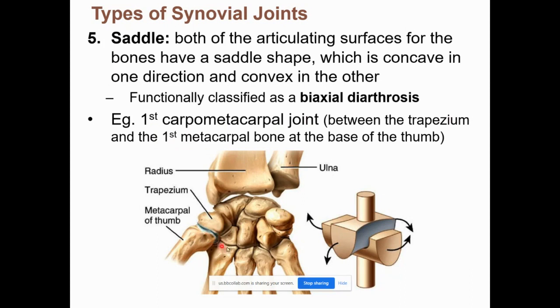Carpo-metacarpal, that's where we name the joint. This is the second, this is the third, but the first carpo-metacarpal joint is the only saddle joint in our entire body.